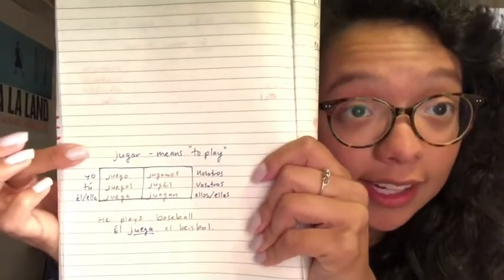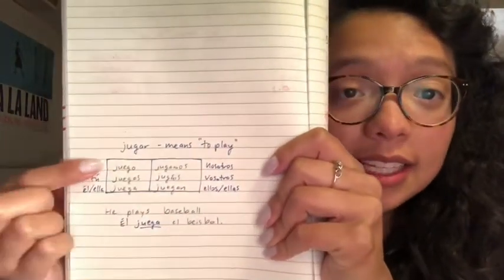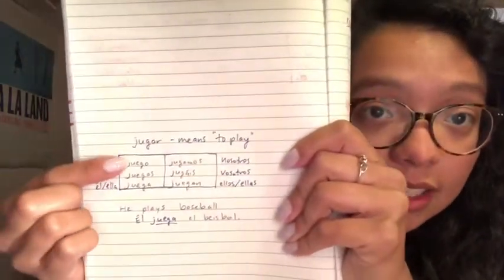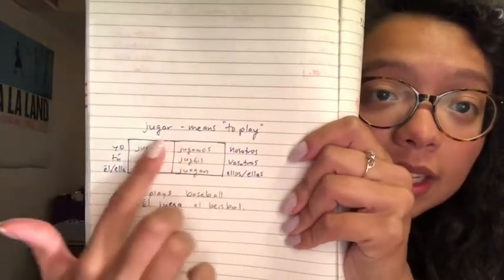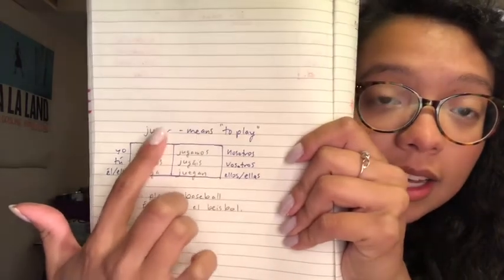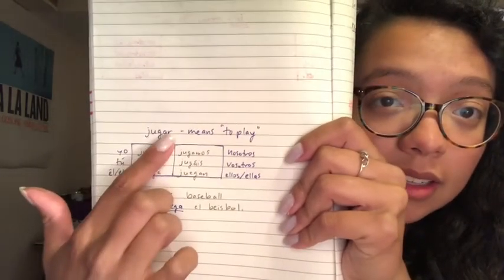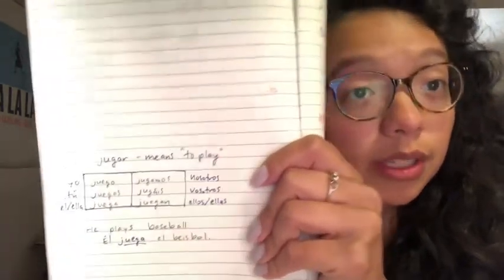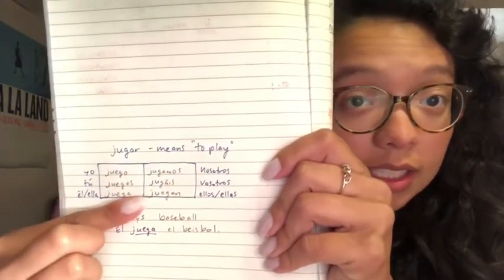So, jugar is also irregular in that it changes. Oh, I forgot this part on my notes. In that it changes the middle bit. So normally you would just take off the AR, right? Instead with jugar, you take off the AR, but then you add an E. The U changes to a UE in a stem changing verb. That's what jugar is. And also the yo form of jugar is special as well. So let me draw something here.